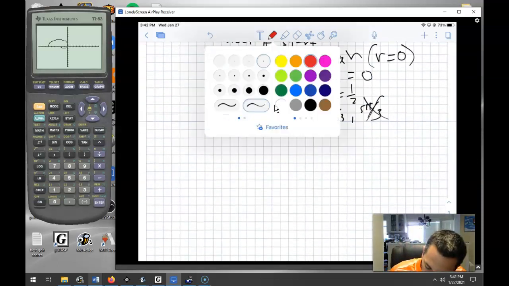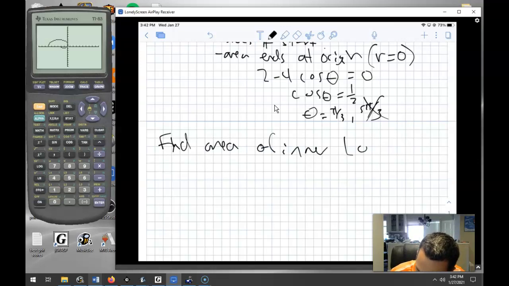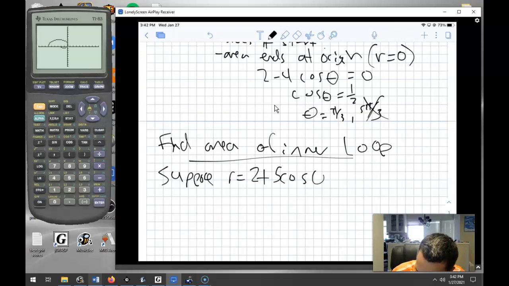We're going to do a similar problem now with an inner loop. So you have to find the area of an inner loop. We saw one of these briefly on our assignment the other day. So suppose you have the graph of r equals 2 plus 5 cosine of theta. I'll go ahead and draw you the picture. We'll graph it on our calculator in just a sec. But the graph looks like this.